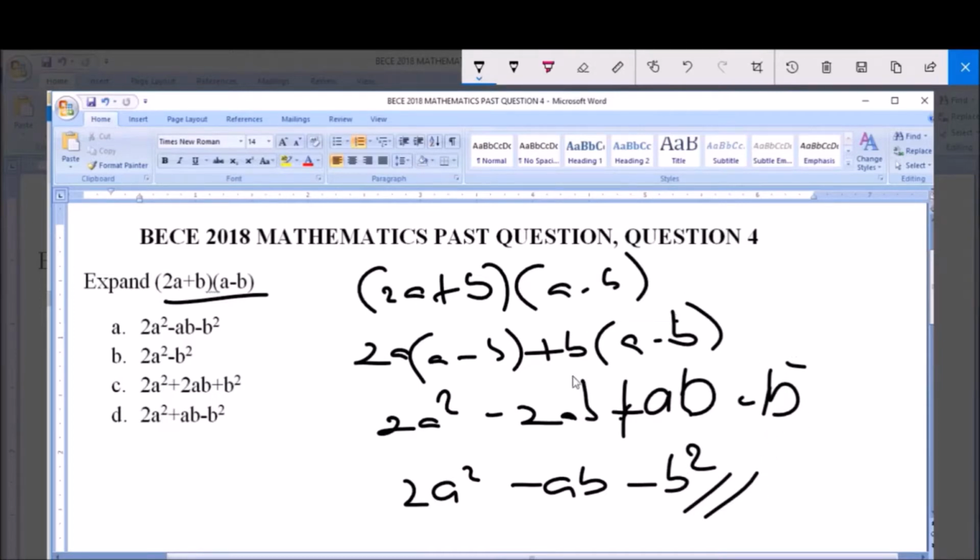Now which of these options corresponds to our answer? Option A says 2a² - ab - b². Yes, this is the correct answer. It corresponds to our answer. B says 2a² - b², which is wrong. C says 2a² + 2ab + b², which is wrong. And D says 2a² + ab - b², which is wrong. So our final answer is A. Thank you very much and God bless you.